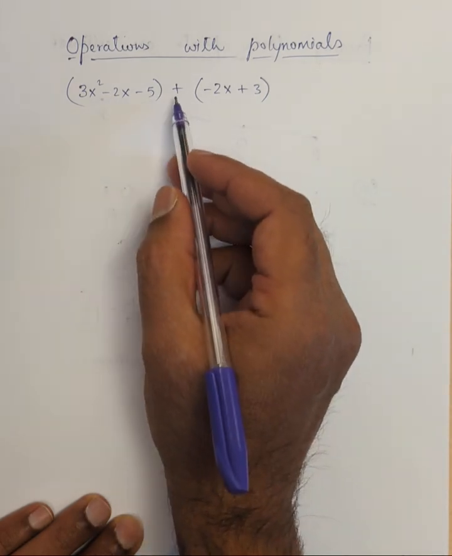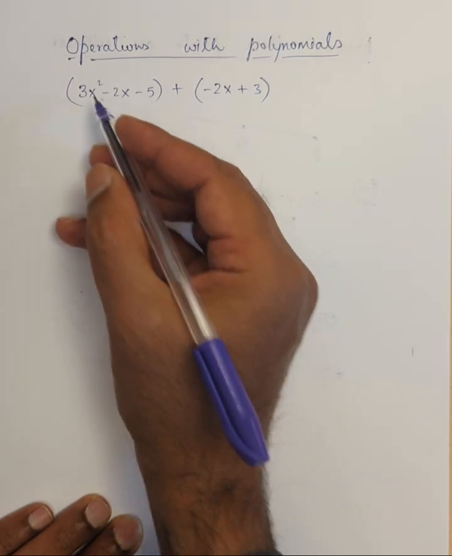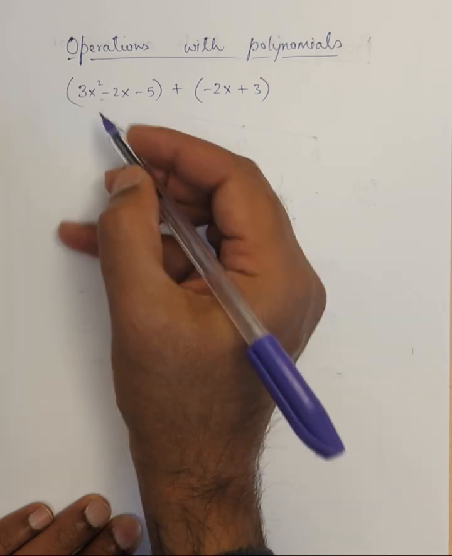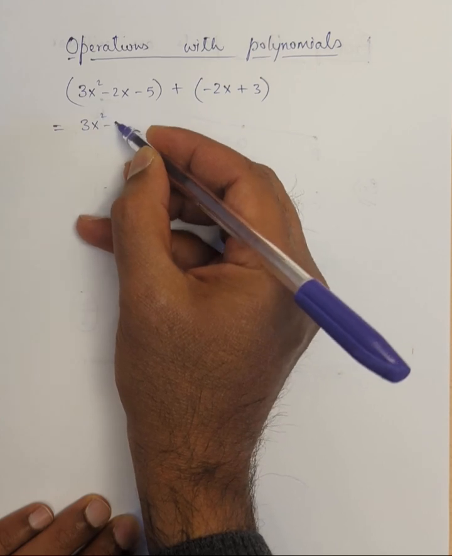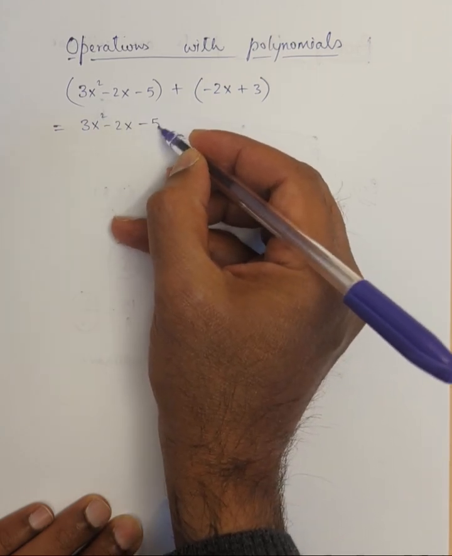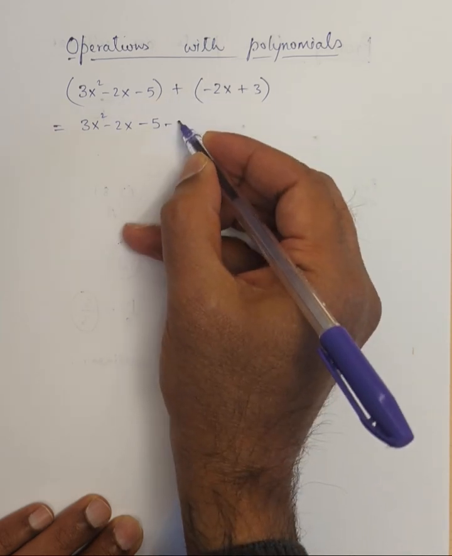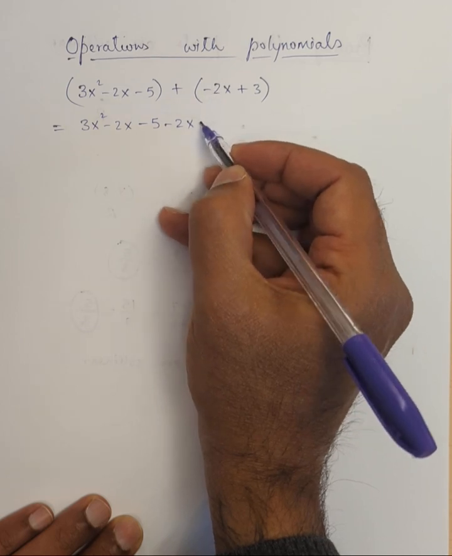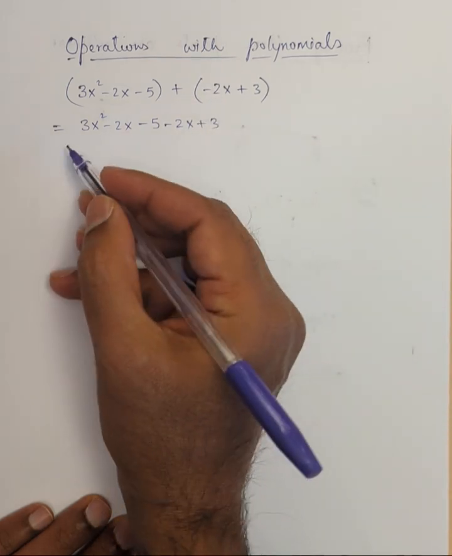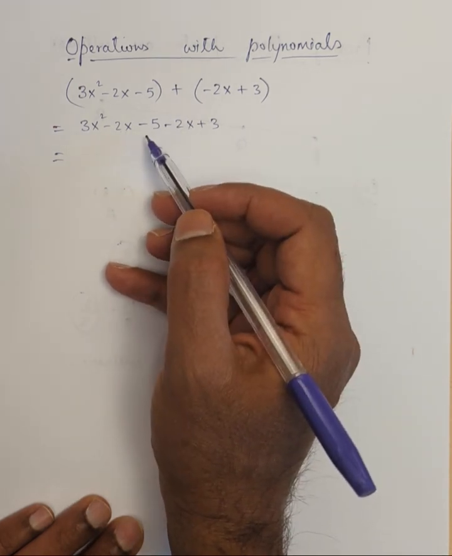Now, if it is addition, the first thing I want to do is remove the parentheses. If there is no minus sign here, I can rewrite this without the parentheses, 3x squared minus 2x minus 5. And if there's a plus outside, then I don't have to change any sign. So it's negative 2x plus 3. And now I'm going to combine the like terms.